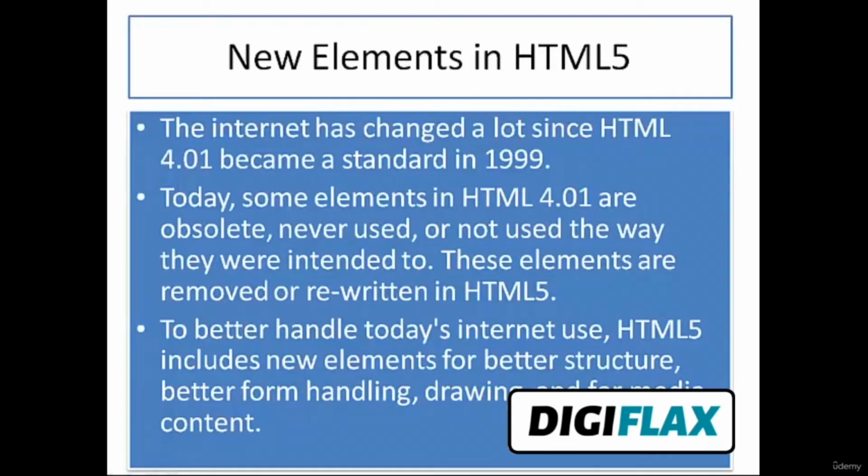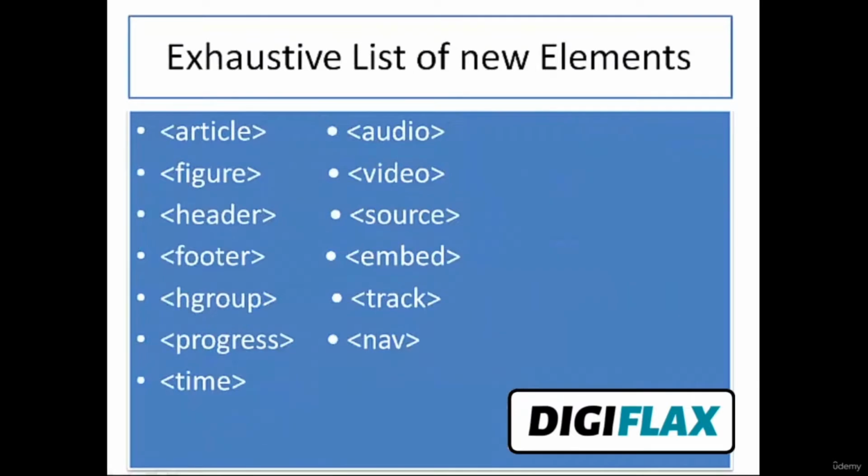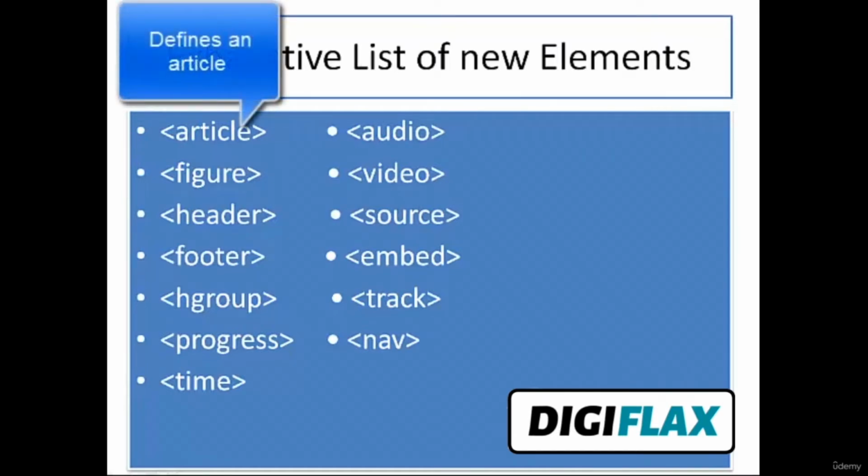In the previous version of HTML, some of the elements have become obsolete or were never used. That's why some new elements in HTML5 are introduced. So this is the list of the new elements in HTML5. Although it is not possible to include all of the elements, the major elements have been introduced. First is the article element. It basically defines an article.